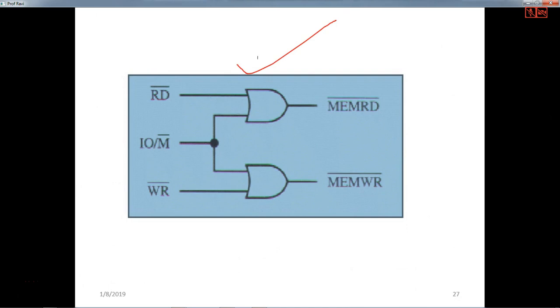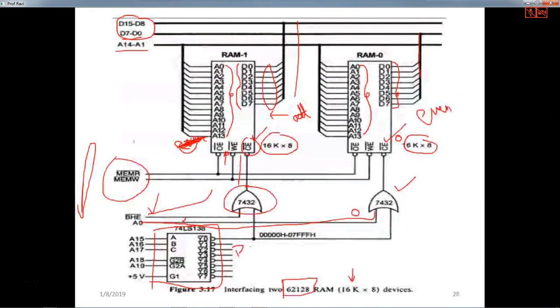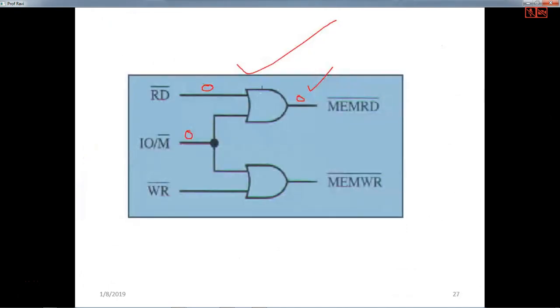So here you have an OR gate, and here you have an OR gate. Read bar is 0, and IO/M bar is a pin of 8086. When it is 0, it indicates the processor is doing a memory operation. So when read bar is 0 and IO/M bar is 0, it means the processor is performing a memory read operation. Here this MEMRD means the hardware is this, that is, an OR gate is connected. When write bar is 0 and IO/M bar is 0, it means a memory write operation can be performed.